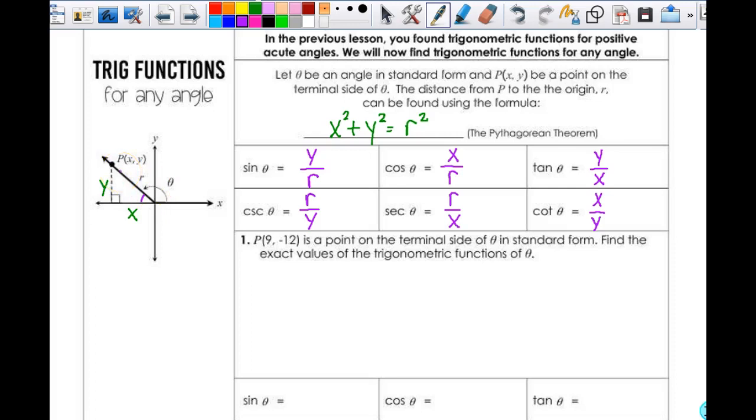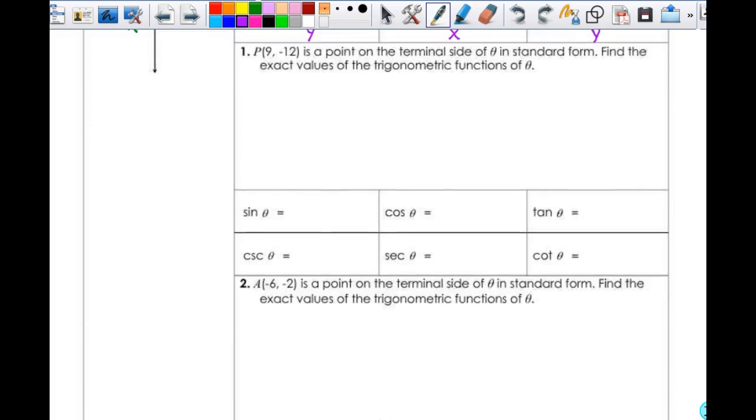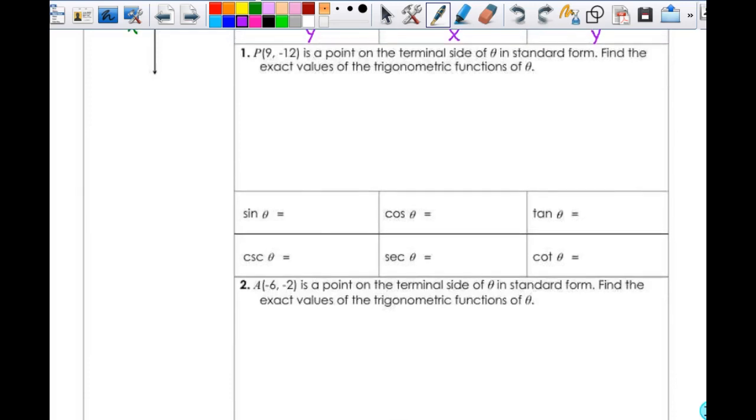Okay, so number 1 says, point P is at (9, -12), so that is a point on the terminal side of theta in standard form. Find the exact value of the trigonometric functions. So I'm going to draw myself a little picture here. There's a little x and y axis. So this point, (9, -12), would be down here somewhere. And this right here would be the radius. This is where my little triangle comes from.